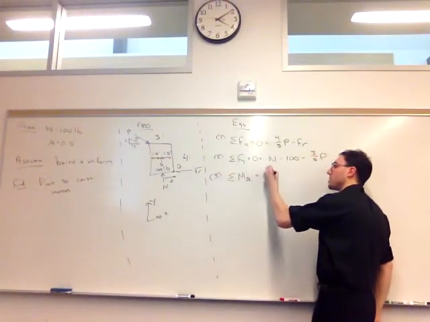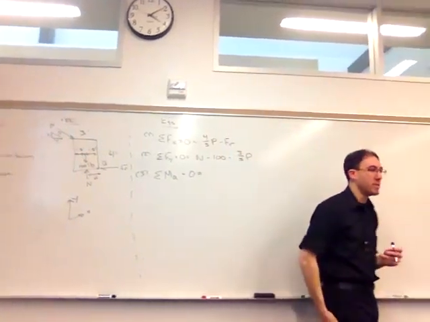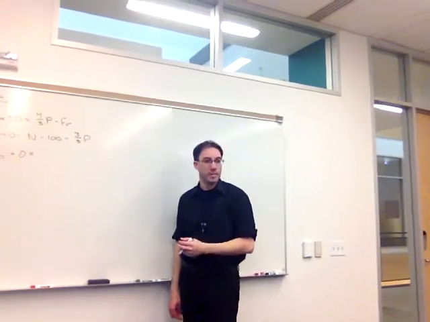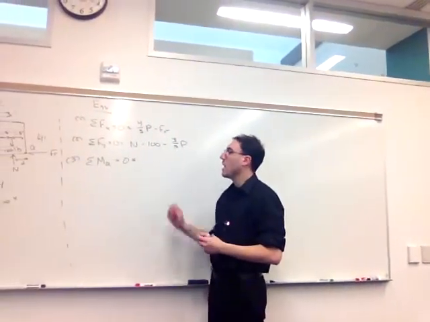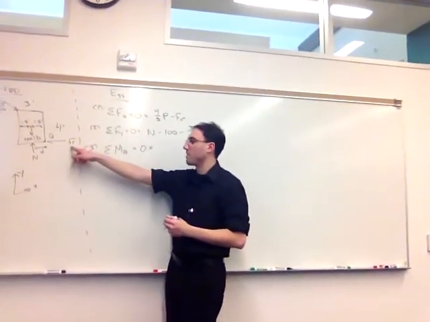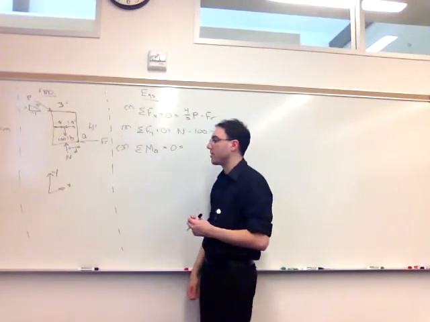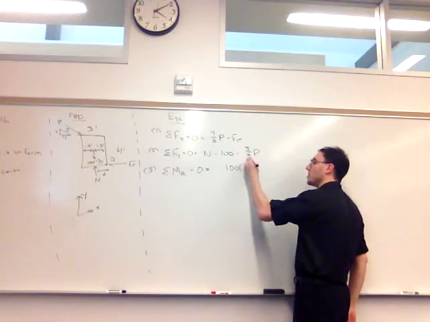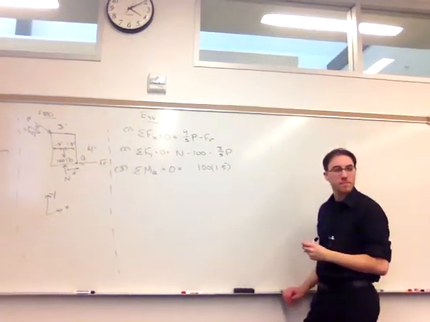And if we sum moments, usually the best plan is to sum moments around the potential pivot point, but the moments around any point will be 0. If we sum moments around this pivot point, the force of friction will not be included. I'll have the moment due to the weight, so 100 pounds times 1.5 feet.